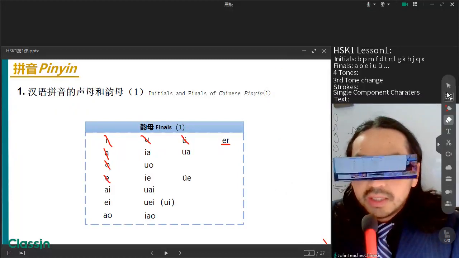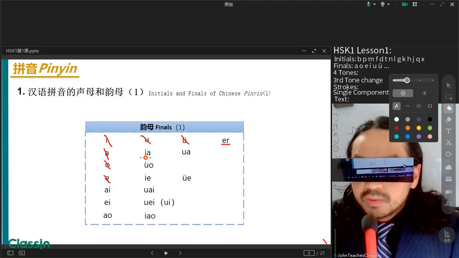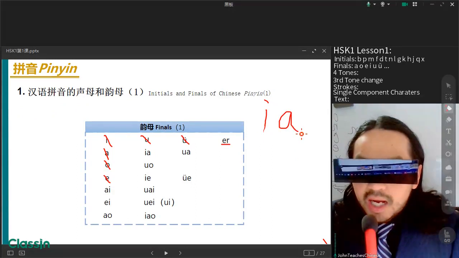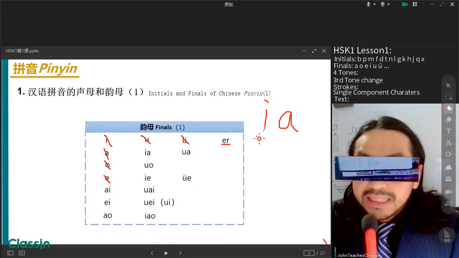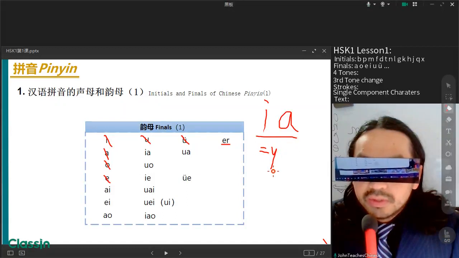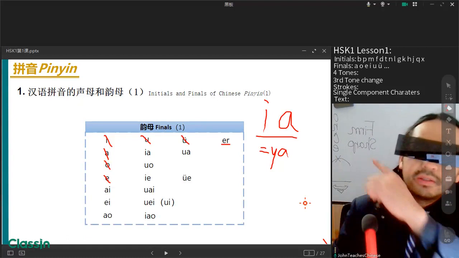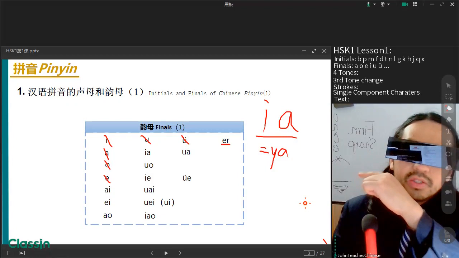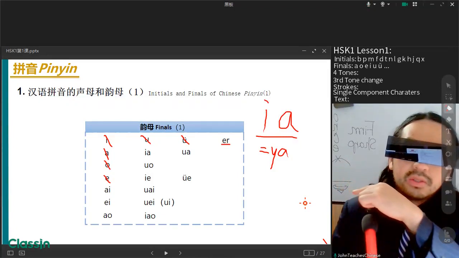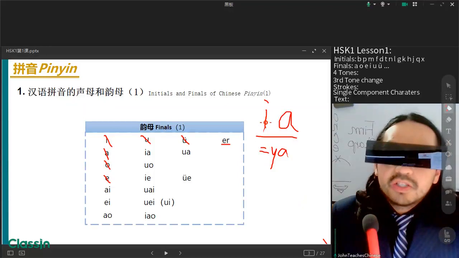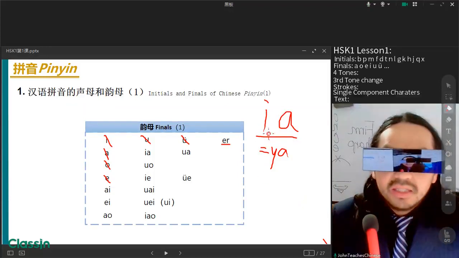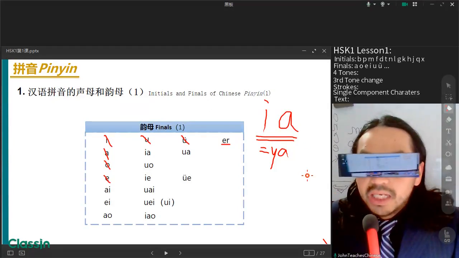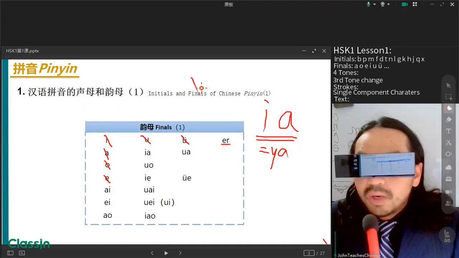The next one. This is purely combined: yi, a, ya. It is equal to this one. Remember, when you read Chinese, read it sharp. It is not from here to here. It is together. So it is not yi-a. It is ya together, even from the very early beginning. Ya.